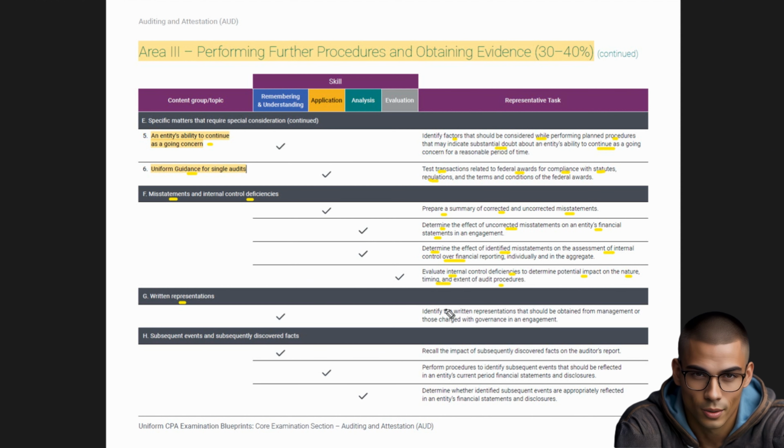Next, we have written representations, where you'll need to be able to identify the written representations that should be obtained from management or those charged with governance in engagement.